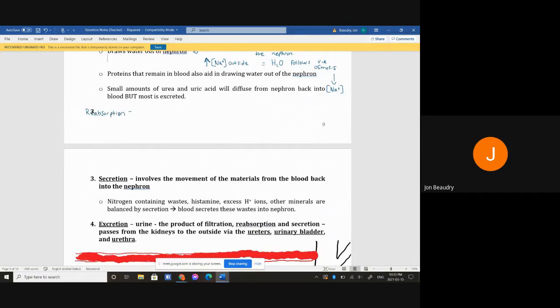Reabsorption is going to be movement from the nephron to my efferent arteriole. Secretion is going to be just the opposite. Movement of substances from the arteriole, now the one that's wound in between and all around my nephron, to my nephron.